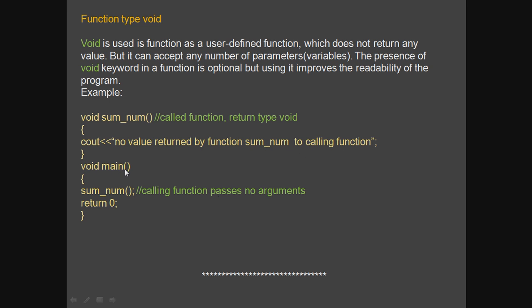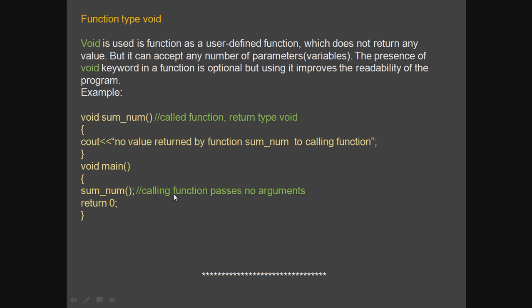Clear? So in the main function, only the calling function is written. When the compiler comes across this statement, it automatically goes out of the main function temporarily, goes in search, and then invokes the call function to execute this function body. And after that, it returns the value 0, which means successful termination of the program.